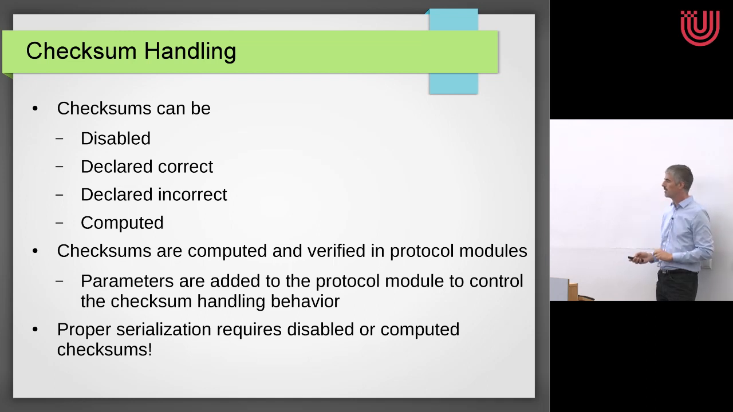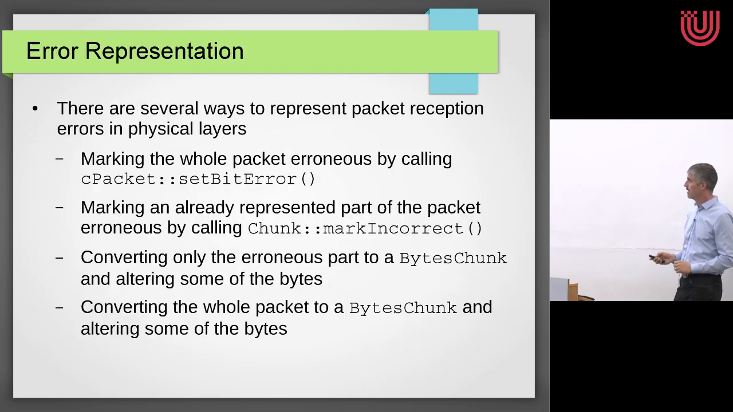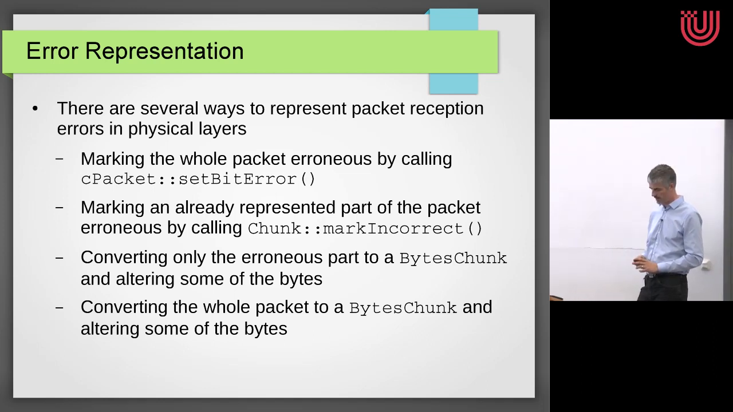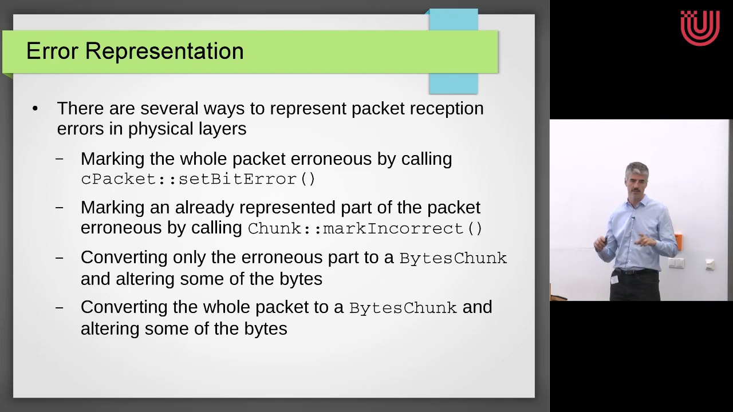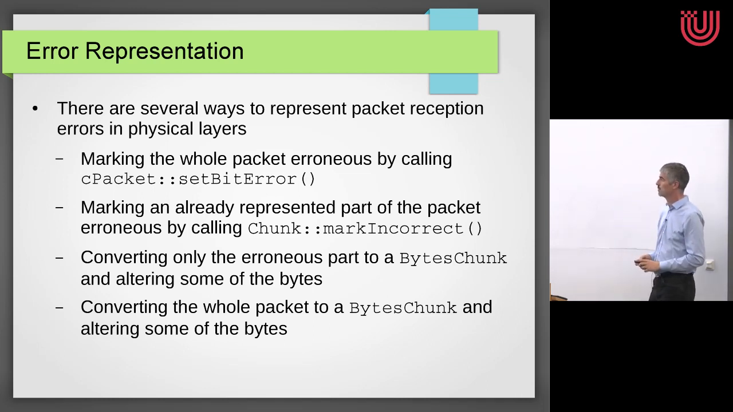That's not quite true, by the way. I was wrong. No, it's more complicated than that. The error representation is related to this. In the past, we had this bit error flag in the C packet, which we could use to represent bit errors in the physical layer. So we could set bit error to true for the whole packet when there was an error. But now we can mark individual parts in the packet where the bit error is. That's very cheap. That's not expensive.